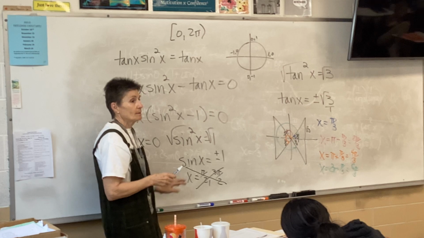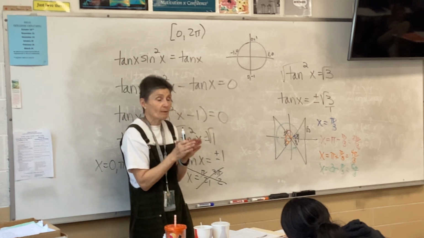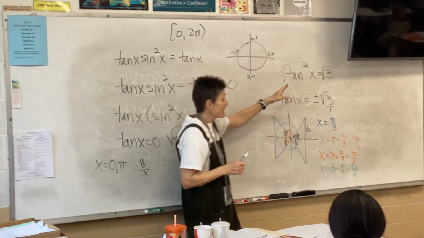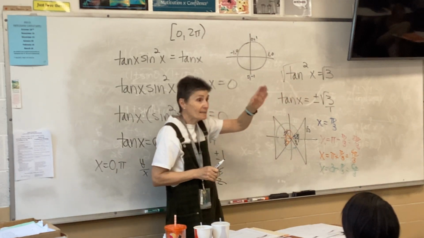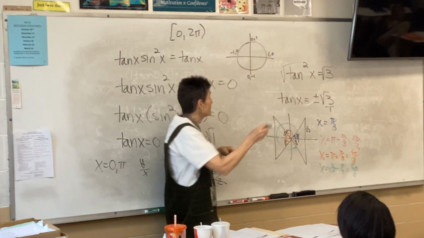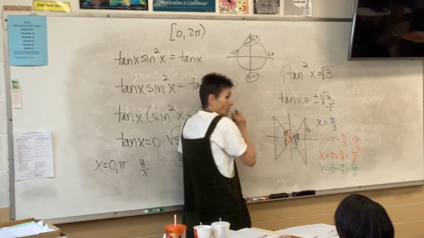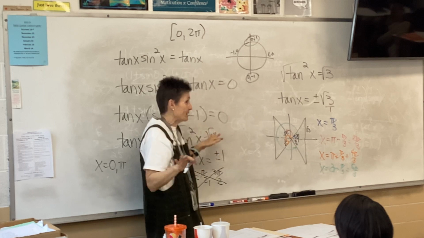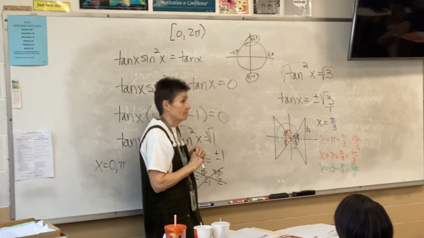Now, I've made you a little gun shy with extraneous roots. Don't worry about it. I know it's a tangent problem. The only time I have to worry about tangents is when I'm here or here. I'm not there, so I don't need to worry about extraneous. It's all good.